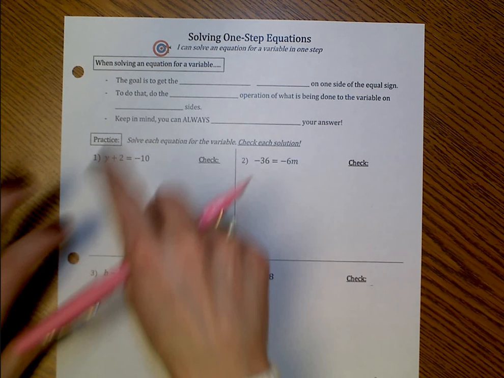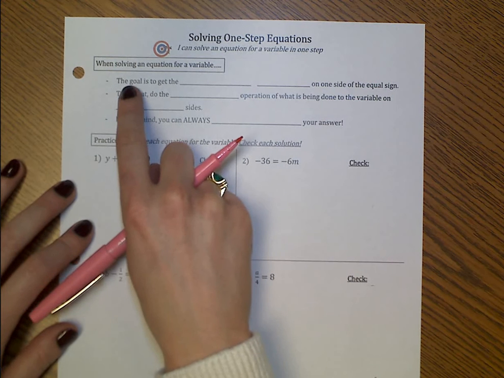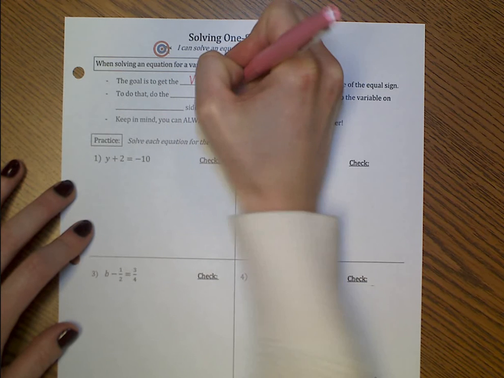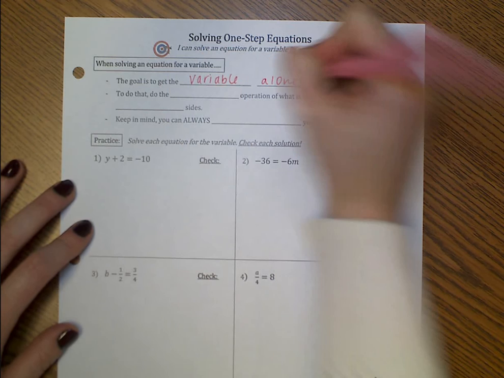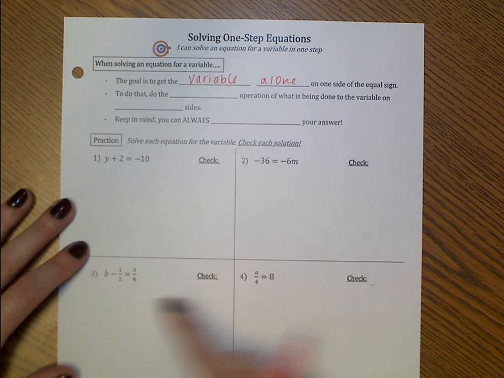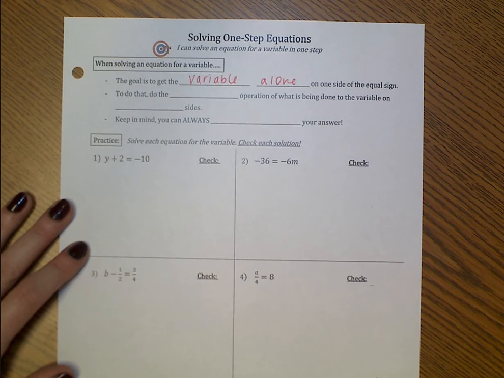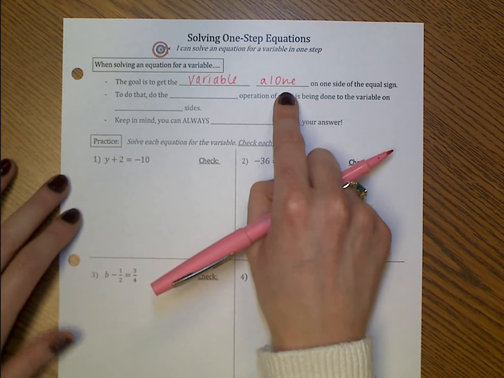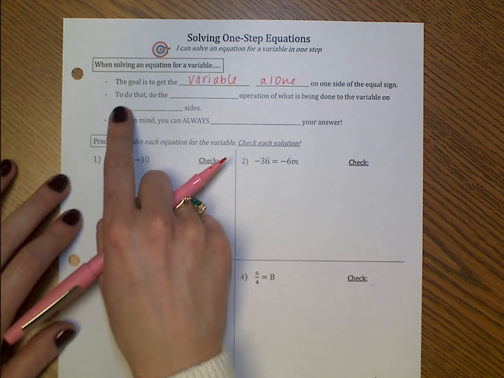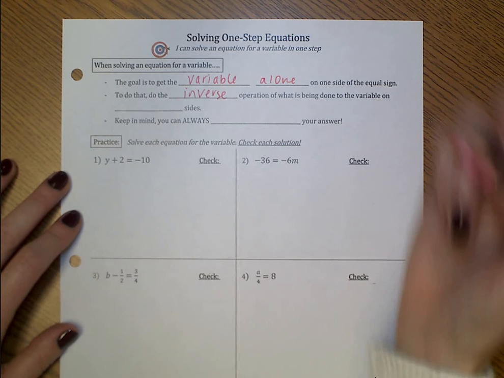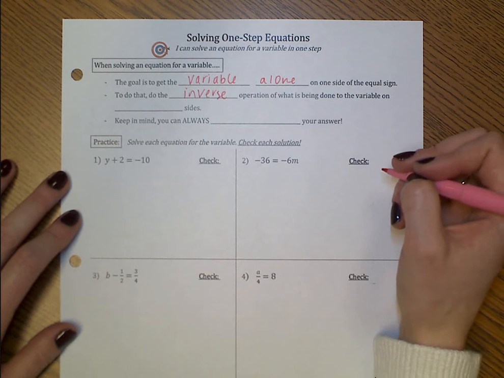Well, the goal of solving an equation is to get the variable alone on one side of the equal sign. So you're not going to stop solving these problems until you have x equals 5 or y equals 2. You have to have the variable alone on one side. In order to do that, you do the inverse operation of what is being done to the variable on both sides.